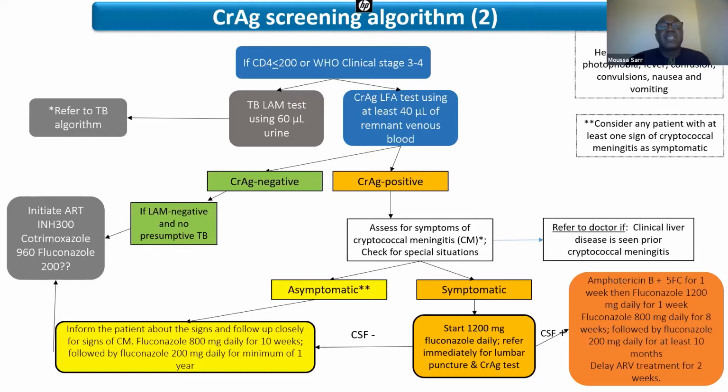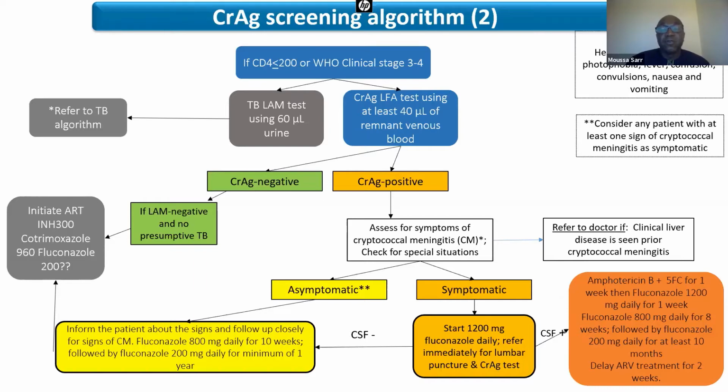For the crypto antigen screening algorithm, for those who are negative and also have a TB-LAM negative and no presumptive TB treatment, they will be receiving treatment and prophylaxis based on the national guidelines. For those who are positive, we're going to assess the symptoms of cryptococcal meningitis. If they are asymptomatic, we'll inform the patient about the signs and follow them up closely for signs of cryptococcal meningitis. We'll also provide them with fluconazole 800 milligram daily for 10 weeks, followed by fluconazole 200 milligram daily for a minimum of a year.